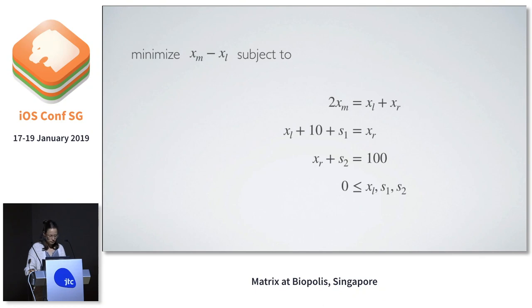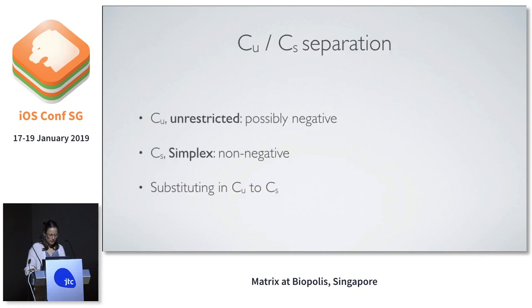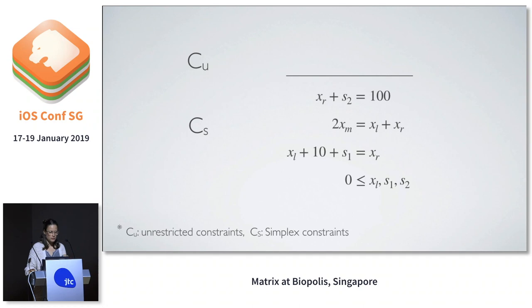And looking at the next step, we're going to separate out the possibly negative things from the positive things. It also has some fancy names. The ones that could have possibly negative variables are called unrestricted constraints, and then the other part is going to be the simplex. We're going to do this separation visually by using this horizontal separator line, and whatever equation has a possibly negative variable, we just move it up to the unrestricted part.